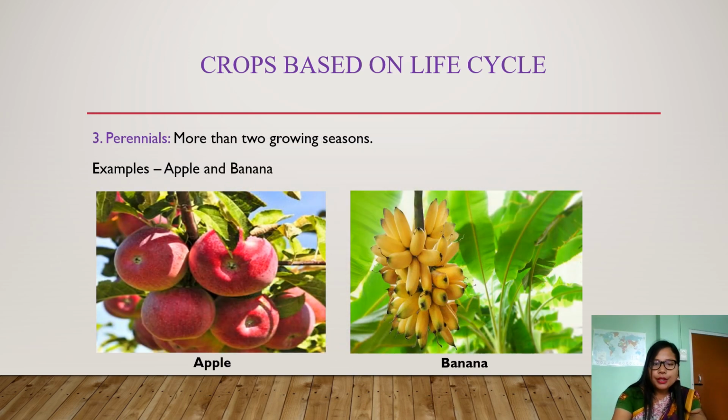Our third classification of crops based on life cycle is perennials. This kind of crop lives more than two growing seasons. Two growing seasons means more than 2 years. So it continues to grow for more than 2 years, and continues to produce seeds. Examples of these crops are apple and banana. You can see the beautiful pictures of these examples. The first one you can see is apple and banana.